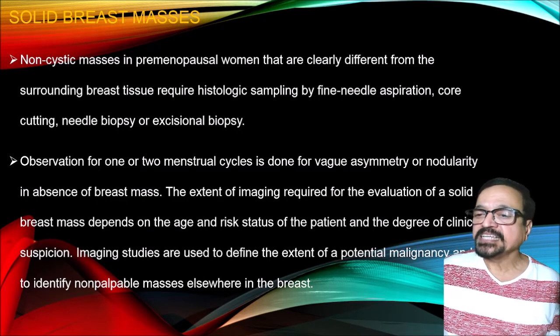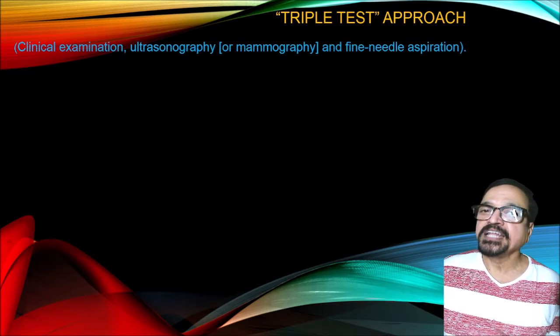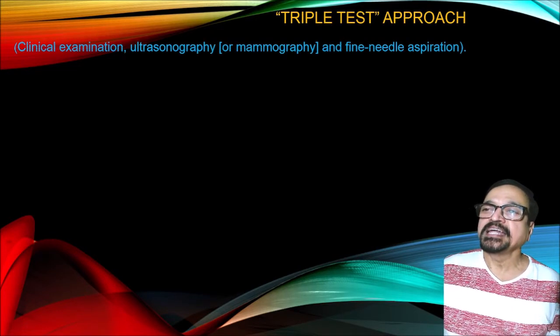The imaging studies are used to define the extent of a potentially malignant mass and to identify palpable masses elsewhere in the breast. These also should be identified. Mass as well as masses elsewhere. Now what is the triple test approach? Now this is something which a clinician must know. What is a triple test approach?